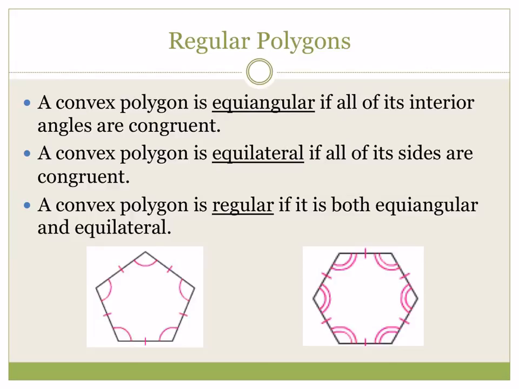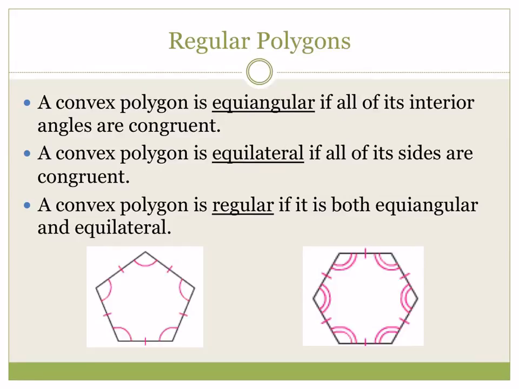It's equiangular. So equiangular means all the angles inside have the same measure. So you'll see the picture over here where there aren't any hash marks, right? Because they're all the same. So they don't even need to hash mark them. They're just using those arcs. Okay, they're all the same.